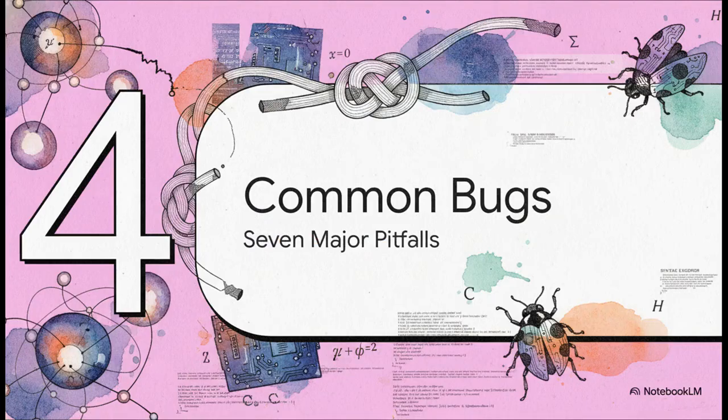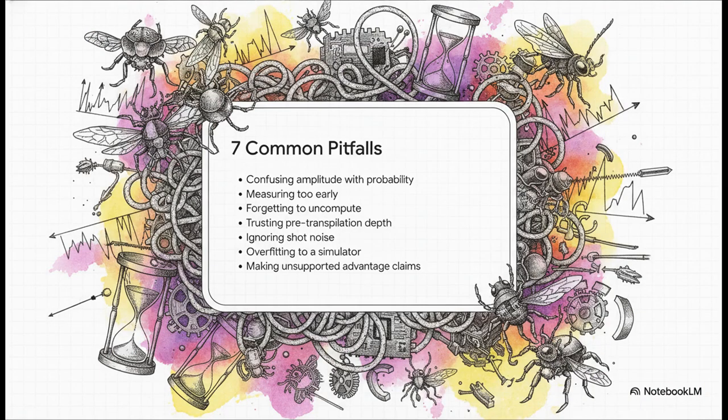Part 4. Common programming bugs. So, the crucial point is that knowing your testing ladder is really only half the battle. You also need to know exactly what can go wrong. Consider this your mental checklist for the 7 most common pitfalls developers face. Number 1. Confusing amplitude with probability. Remember, amplitudes are complex numbers. You only get probabilities after taking their squared magnitudes.